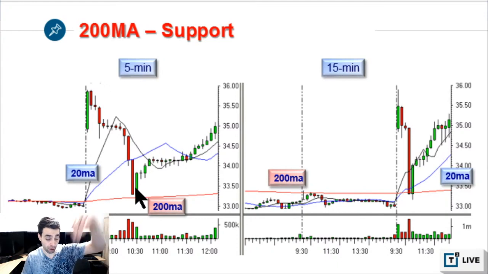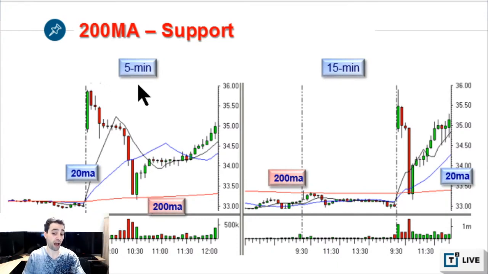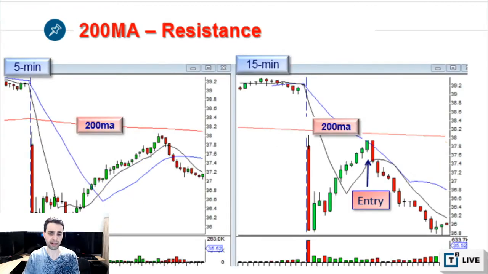Take a look at this chart and see how the stock dropped multiple bars in a row, almost vertical, into the 200 MA on the 5 minute. It also did the same thing on the 15. So when you get a multi-bar drop on multiple time frames into the 200, that's a buy. It's not just one, it's on 2 time frames. And as you can see, the stock bounced right back up.